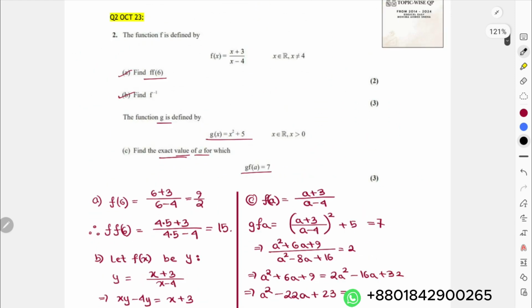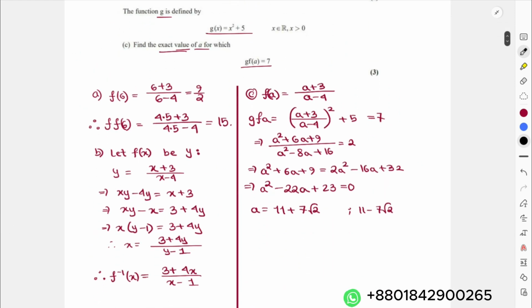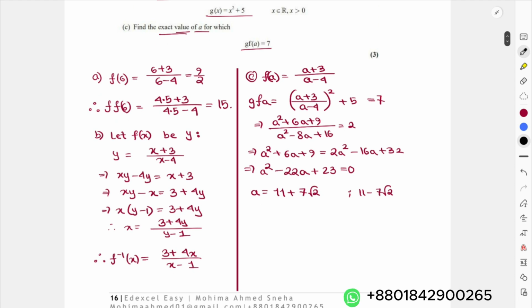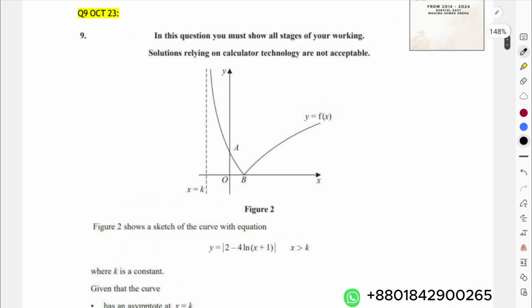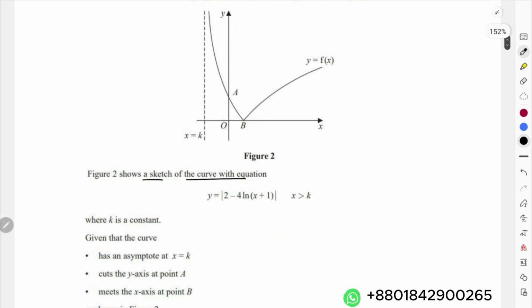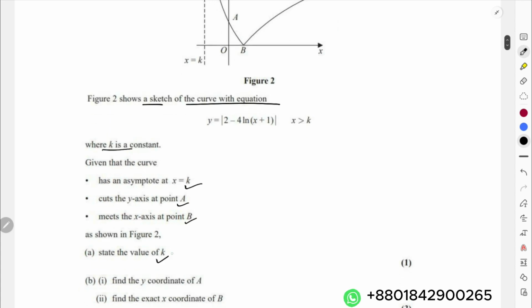So this is it for your question 2 of October 2023. After that, we will quickly move on to the next question, which is October 2023 question 9. This question 9 says that figure 2 shows a sketch of the curve with equation this value, where k is a constant. Given that the curve has an asymptote at x equals k, A and B are the coordinate axis intercepts. And first, we want to find out the value of this k.